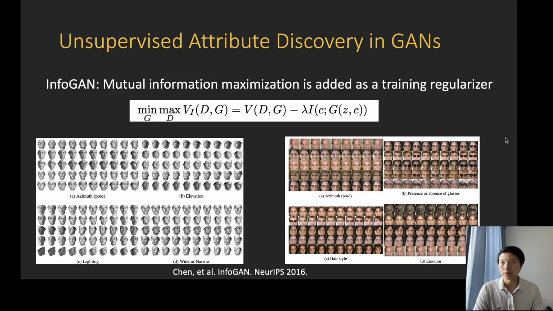There are some previous works that try to attack this unsupervised attribute discovery. One of the earliest works is InfoGAN. In InfoGAN, they introduce a training regularization to maximize the mutual information between the latent codes and the synthesized image. Therefore, after they introduce this regularizer, the resulting latent dimensions correspond to some semantics. In their paper, they show that some of the latent dimensions control the pose, and some control the elevation, lighting, and wide and narrow. Then they train on the CelebA face dataset, and they also show some of the dimensions correspond to some semantics.